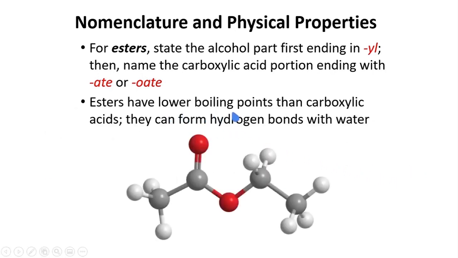Esters have lower boiling points than carboxylic acids. They can form hydrogen bonds with water due to the presence of this oxygen and this oxygen. They have lower boiling points than carboxylic acids because of the lower chance of hydrogen bonding.